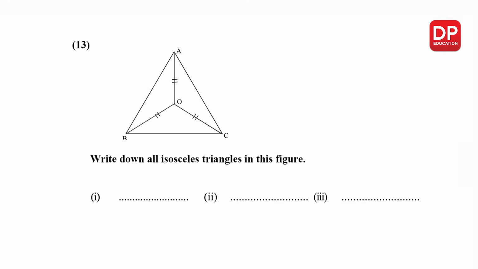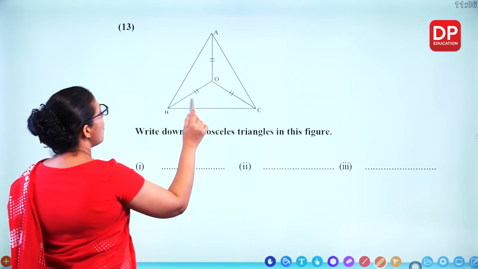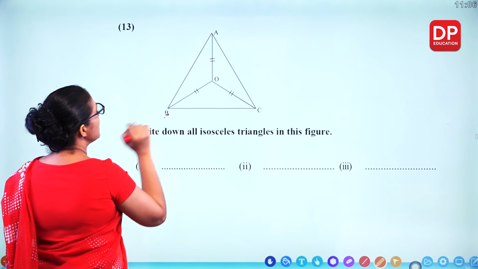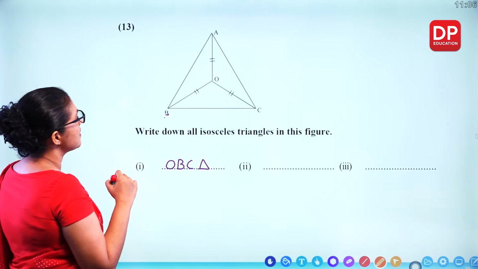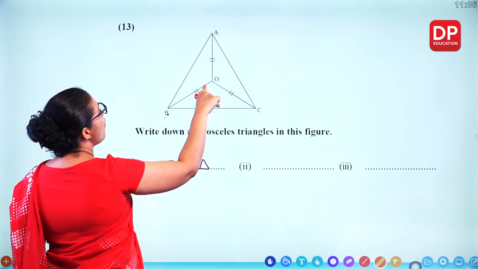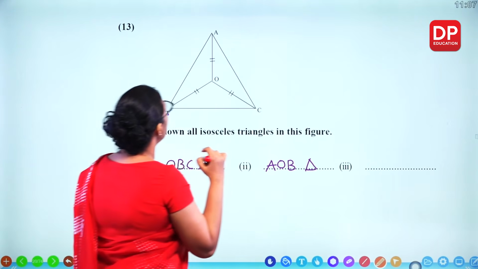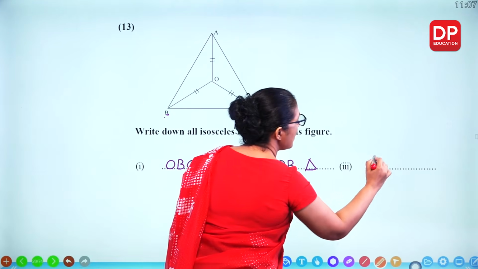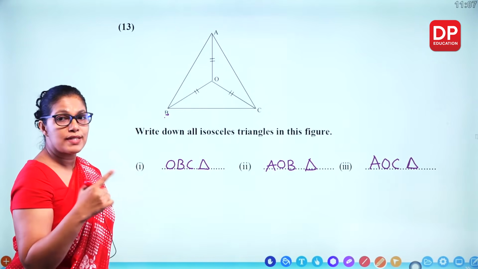Write down all isosceles triangles in this figure. We'll take this small one, OBC. OBC triangle, that's an isosceles. This one, AOB. AOB triangle, that's also isosceles. And when you take this side, AOC. AOC is also an isosceles triangle because OA and OC both are equal.